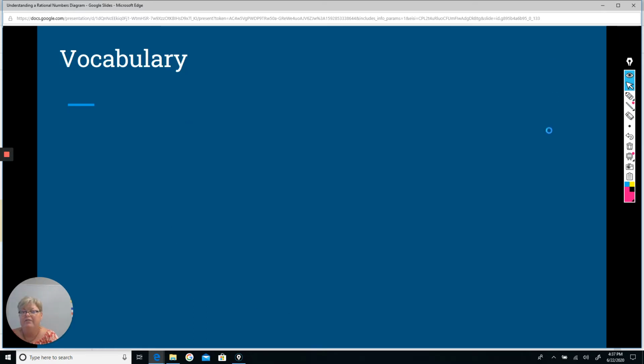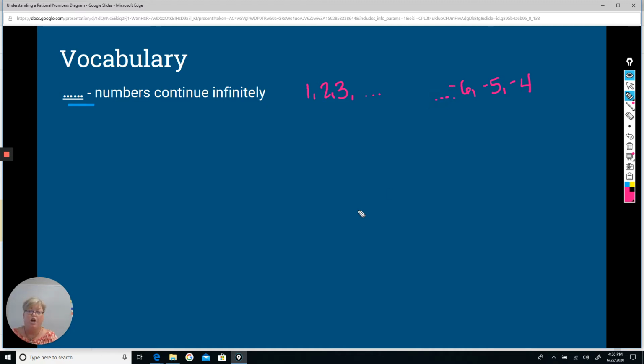So now we're going to look at some vocabulary words. The first thing we're going to talk about are the little dots. That just means numbers continue indefinitely. To give you an example, if I'm counting 1, 2, 3, and I put ... after it, it just means that you're going to keep counting. You're going to go 1, 2, 3, 4, 5, 6, 7, 8, 9, 10. It's just going to keep counting. Also, if I have numbers like ..., -6, 5, 4, it just means that there's a whole bunch of numbers before -6. So those dots just mean it just keeps going, okay?